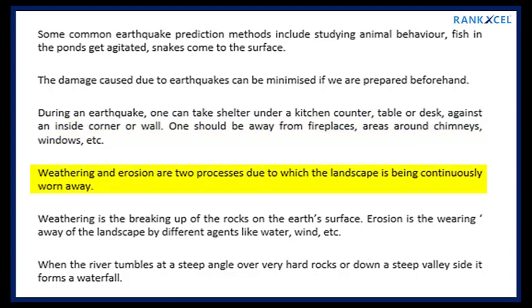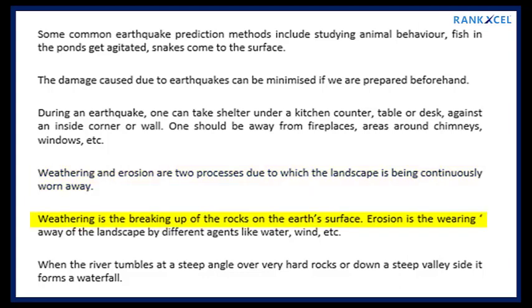Weathering and erosion are two processes due to which the landscape is being continuously worn away. Weathering is the breaking up of the rocks on the Earth's surface. Erosion is the wearing away of the landscape by different agents like water, wind, etc.